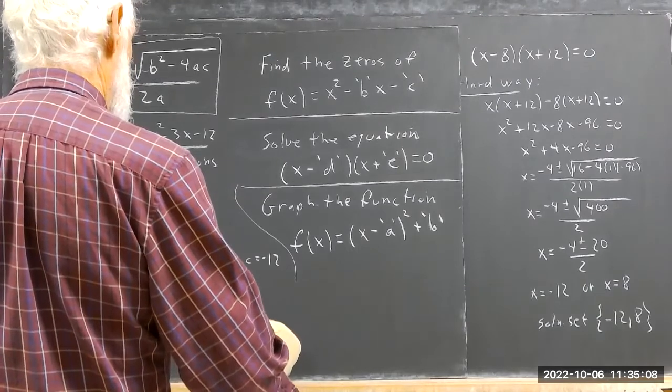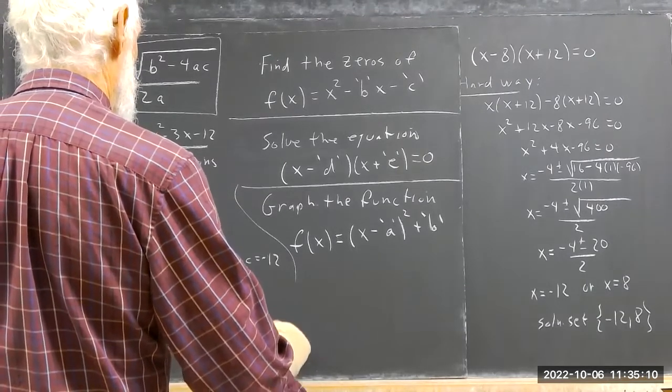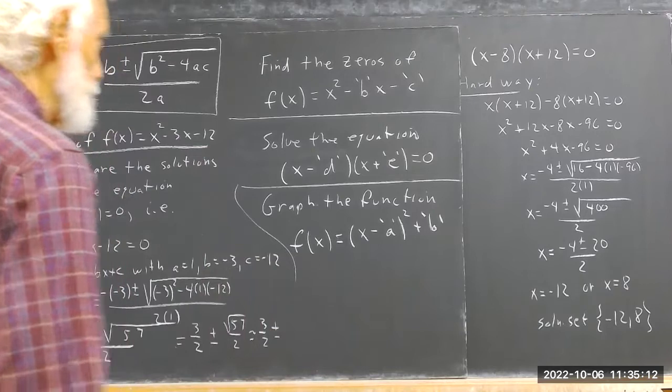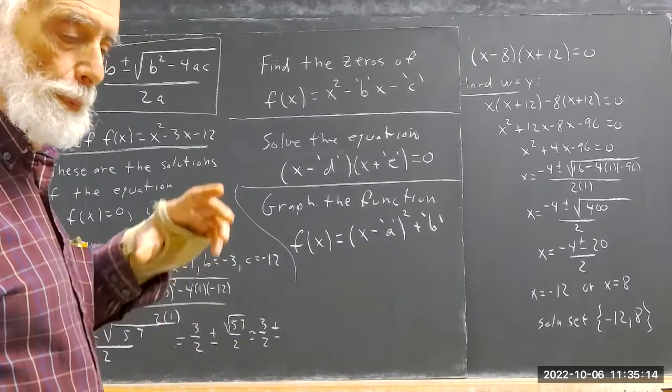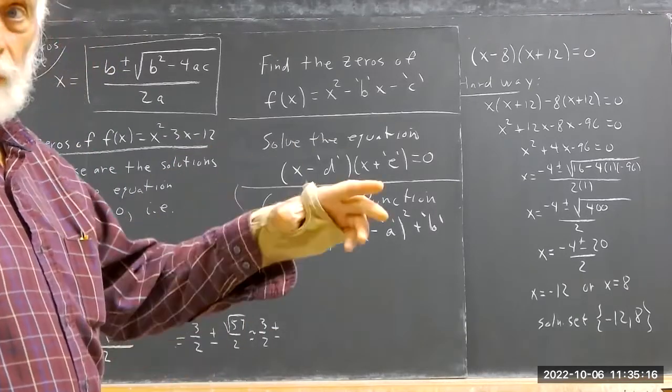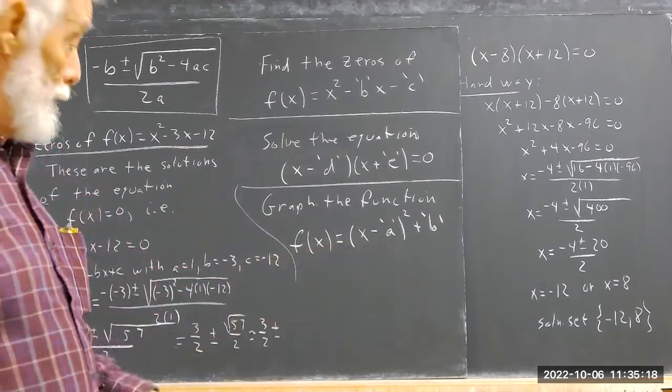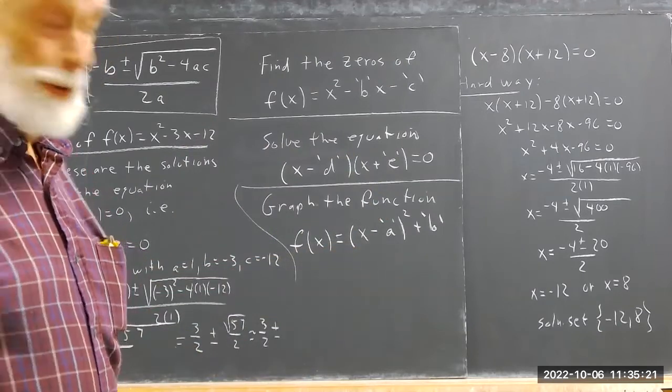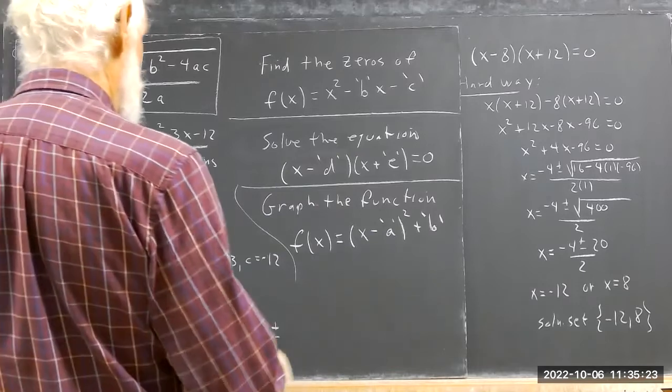And that will then be approximately equal to 3 halves plus or minus... Okay, 57 is between 49 and 64, the squares of 7 and 8, somewhat closer to 8. So I'm going to guess that that would be 7.6.